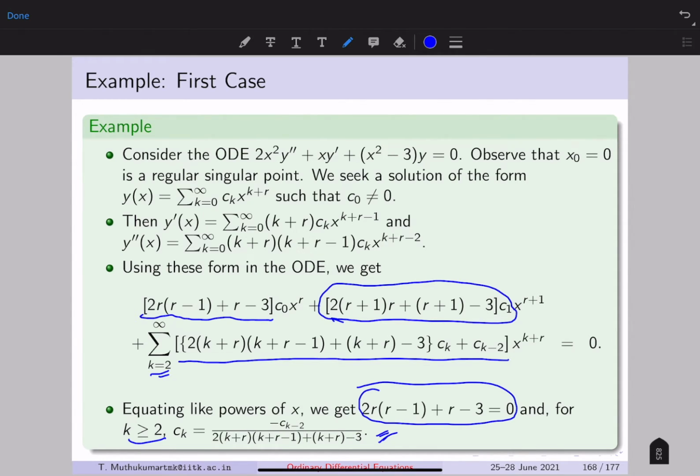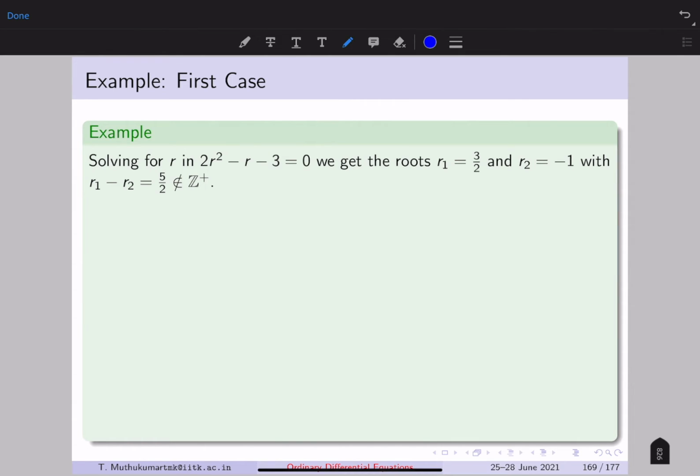Okay. So now, if you solve the indicial equation, you get the roots R1 is 3 by 2 and R2 is minus 1. So R1 minus R2 is 2.5, which is a real number, which is not a positive integer, and it's also not 0. So according to the theorem, you should have two linearly independent solutions corresponding to the distinct R here. Okay, so let's obtain that.